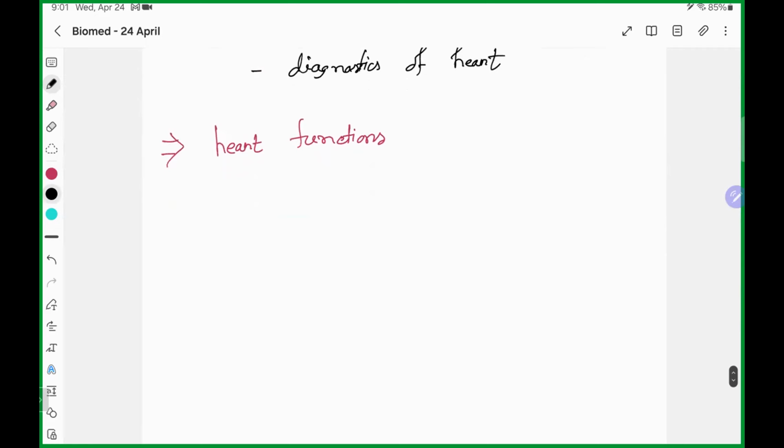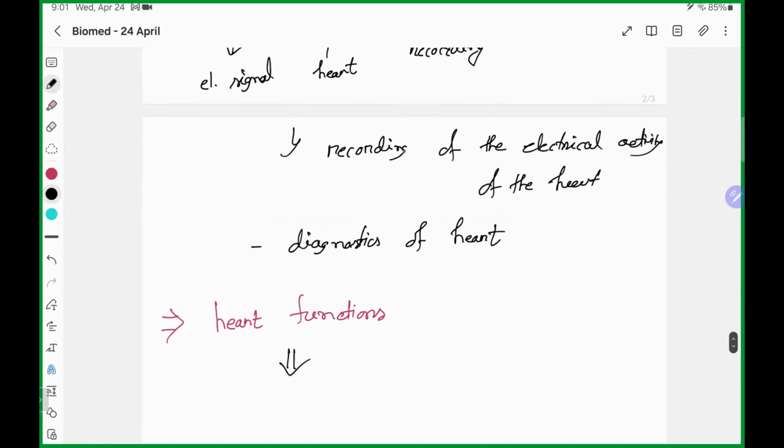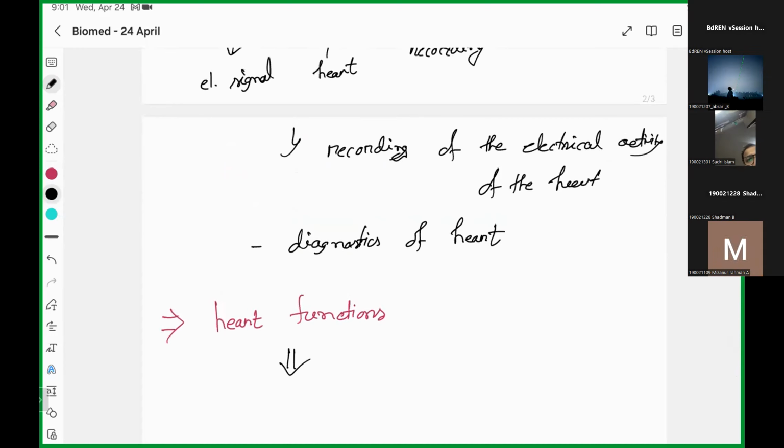Okay, let's try to understand some of these things, the heart functions. Have you had the lab? Has lab 5 been done? Your lab 5 is based on this ECG. Shofi, I think, will take this lab.